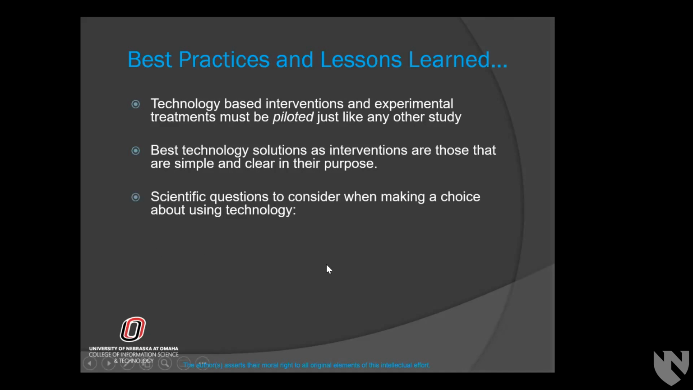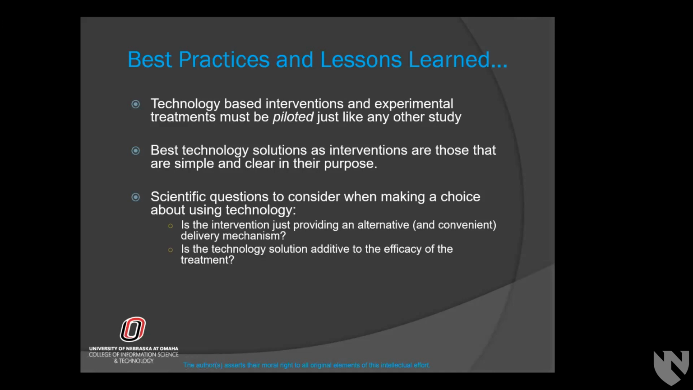Then the other thing I would suggest is that there are some scientific things one needs to consider if the goal is research, whether it's pedagogical or clinical research. When you make a choice in using technology, one of the questions is, is the intervention just providing an alternative delivery mechanism? Are you just trying to find an alternative way of delivering your intervention? Is the technology solution additive to the efficacy of your treatment? Meaning, you think you have a behavioral intervention that works and the technology is going to add to its efficacy, or is it just a way to deliver the intervention? Those are two different things.